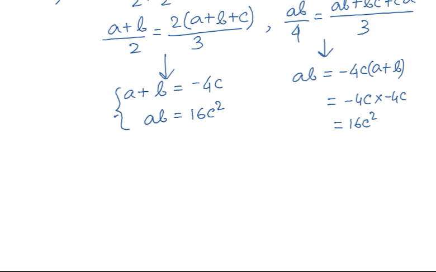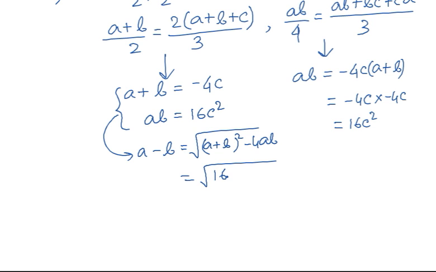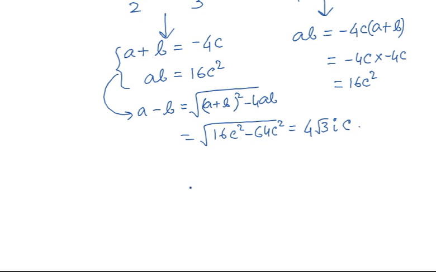So from these two equations we can find a minus b to be the root of (a plus b) whole squared minus 4ab. So a minus b is nothing but the root of 16c squared minus 64c squared, which will give us, let us take the positive value, 4 root 3 iota c, because you can see that within the root we are getting a negative value, so it will give rise to iota. So a plus b equal to minus 4c and a minus b equal to 4 root 3 iota c.